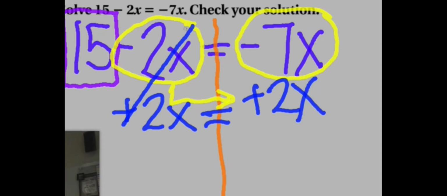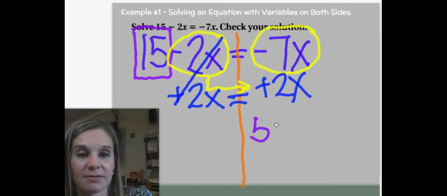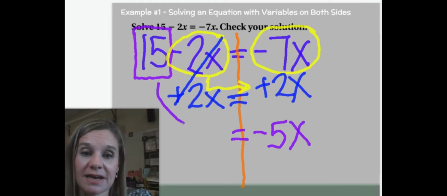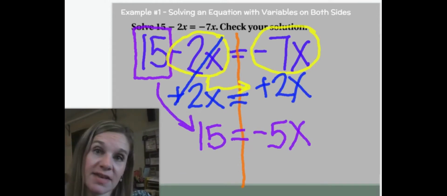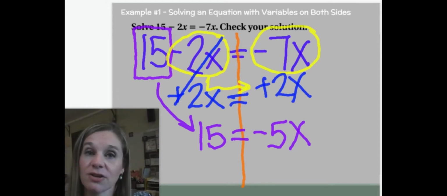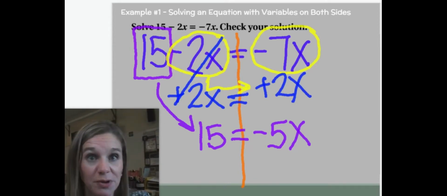So I have to combine the negative 7x and the plus 2x. A negative 7 and a positive 2 is a negative 5x. So I'm going to write negative 5x down here. And I'm going to bring my 15 down here. And then to finish this off, I need to look at x. x is being multiplied by a negative 5. So in order to undo that and get x all by itself, I need to divide by a negative 5. And if I do that to one side, I have to do it to both sides.